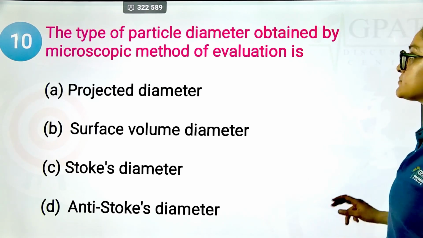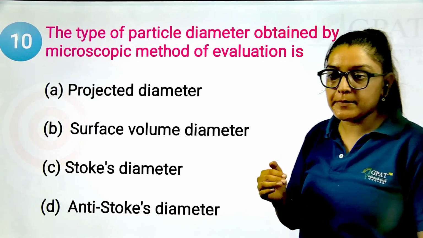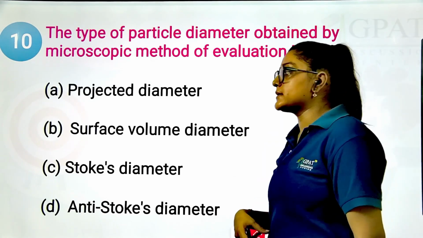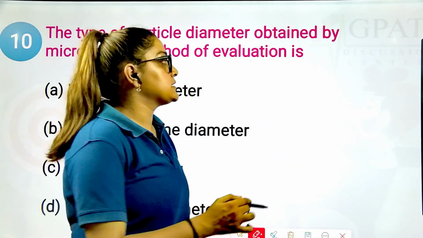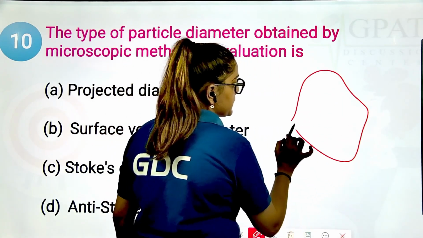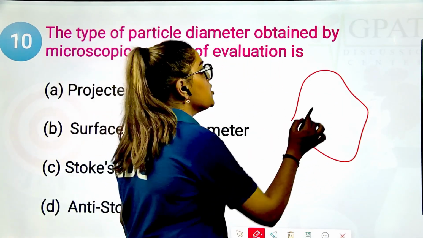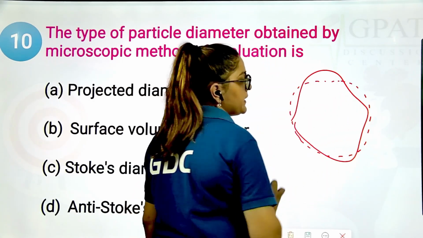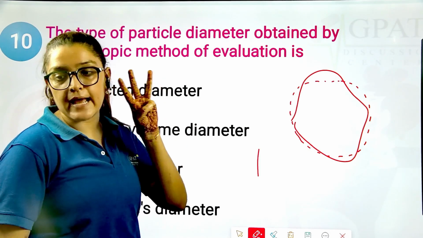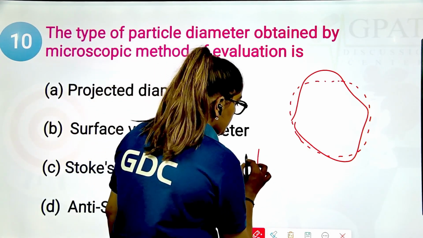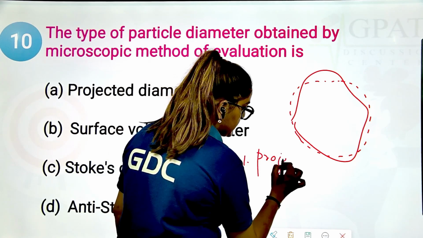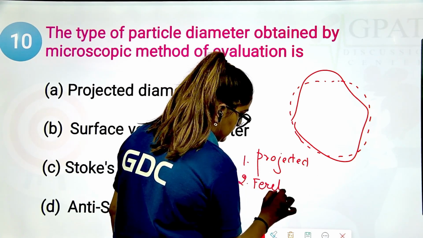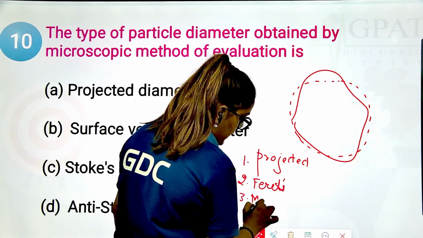Okay, next. The type of particle diameter that is obtained by the microscopic method of evaluation. So for the microscopic method of evaluation, just like I have mentioned, suppose you have any asymmetric particle, you ultimately have to consider the particle to be in the shape of an approximate sphere. So we can use three diameters to characterize this particle. Number one is the projected diameter. Second will be the Feret's diameter. Third one is the Martin's diameter.